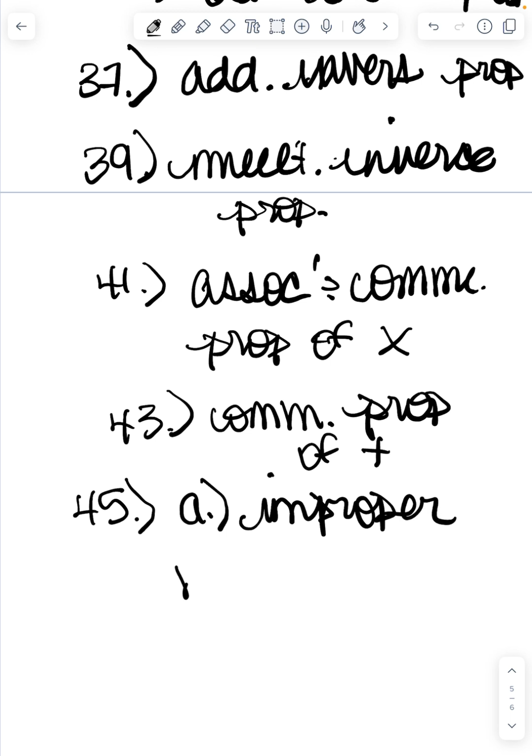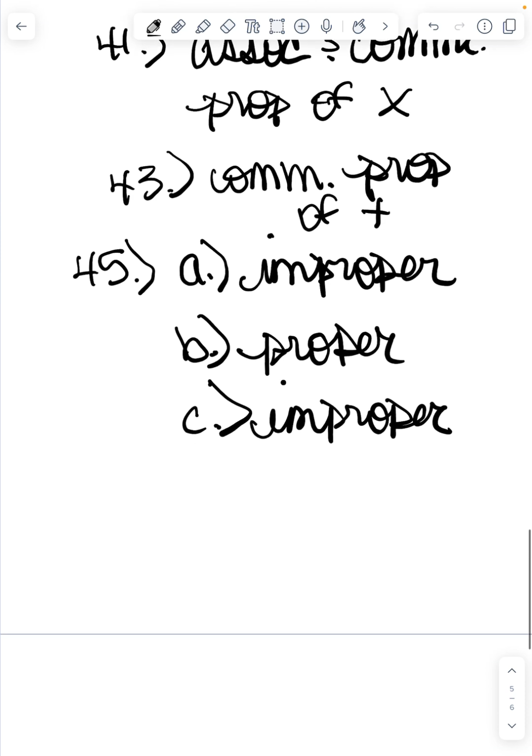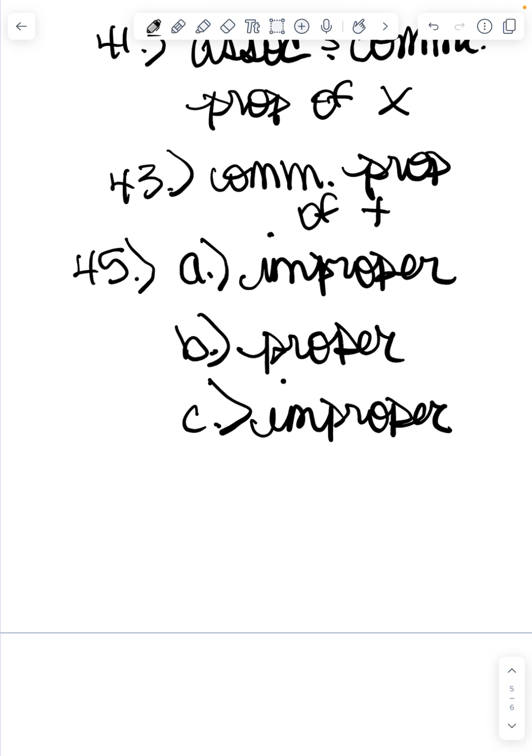We know that mathematics was set in order by a God, our creator. Letter B, mathematics displays the wisdom of God in all his creation. Yes, this is a proper statement. Letter C, mathematics can determine objective truth. This is improper. All right, after number 45, we're on to 51 to 60.